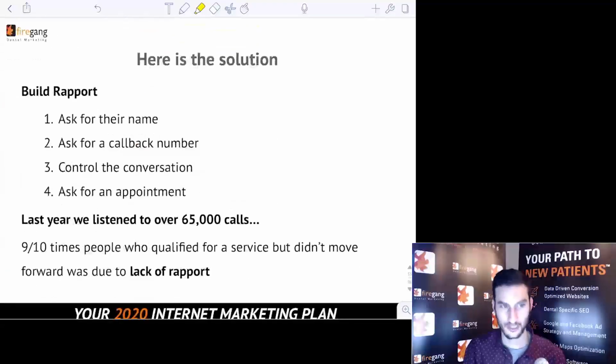Some things that we can do in terms of training, we want to always build rapport with that patient on the phone. Always ask for their name, always ask for a callback number. Make sure that you stay in control of the conversation. As the receptionist, you need to make sure that you're the one asking the questions and always asking for an appointment. Like I said, last year we listened to over 65,000 calls, and most of the time the missed opportunities came from lack of rapport. So that's something that's really easy to fix.